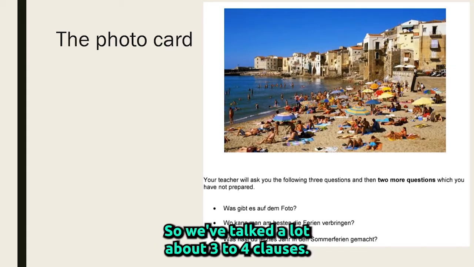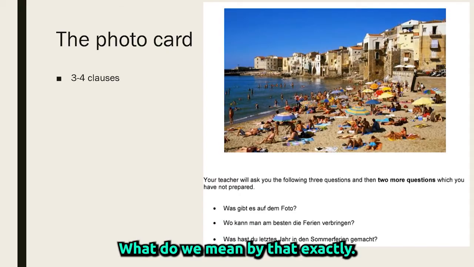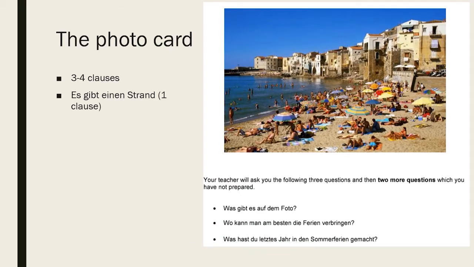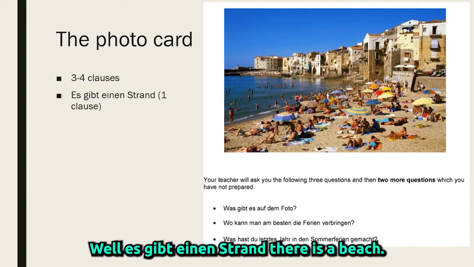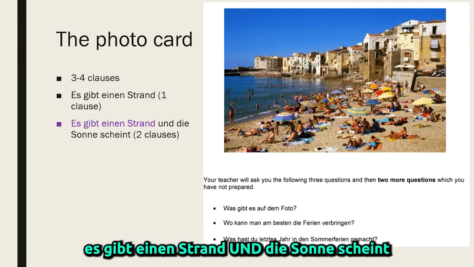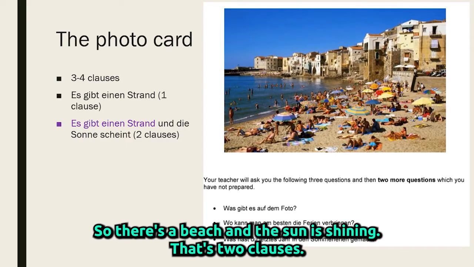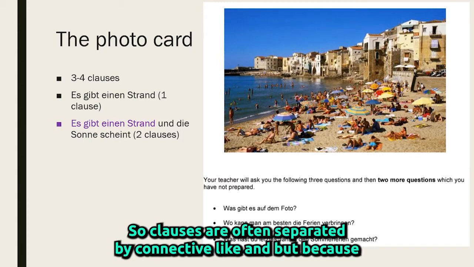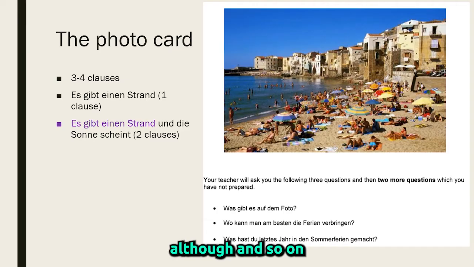So we've talked a lot about 3 to 4 clauses. What do we mean by that exactly? Well, es gibt einen Strand. There is a beach, so that's one clause. Es gibt einen Strand und die Sonne scheint. So there's a beach and the sun is shining, that's 2 clauses. So clauses are often separated by a connective like and, but, because, although, and so on.